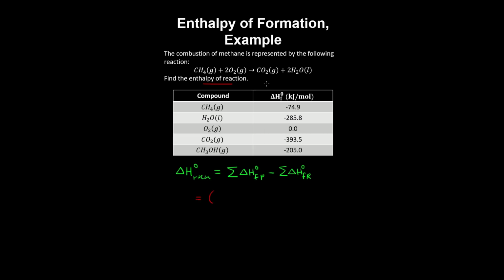So for the products, we have 1 CO2 plus 2 H2O, and for the reactants, we have a methane, and the enthalpy of formation of oxygen is 0, because it exists naturally as a gas under standard conditions. So using 3 significant figures, we obtain 890 kilojoules per mole. And this is similar to the result we obtained using bond enthalpies.